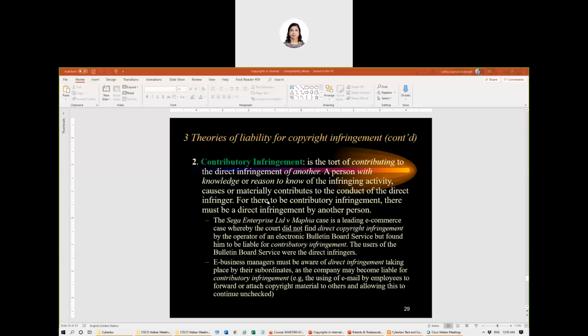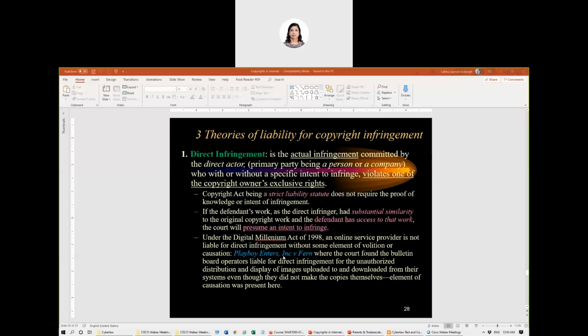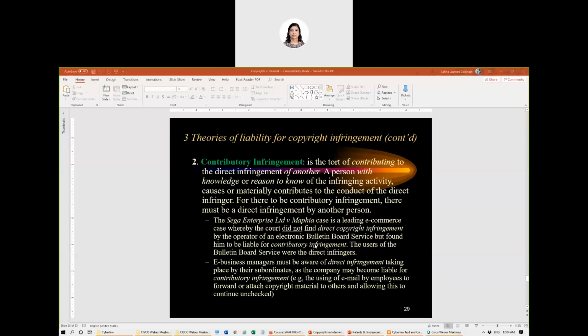Okay, so if you look at the Sega Enterprise Limited versus Mafia case, it's a leading e-commerce case where the court did not find direct copyright infringement by the operator of the electronic bulletin board service, but found him to be liable for contributory infringement. So quite interesting, isn't it? In Sega Enterprise versus Mafia, they said that the bulletin board service was liable for contributory infringement, but in Playboy Enters Incorporated versus Frena, same thing, bulletin board service, but they found them guilty of direct infringement. So you can see the courts came up with different decisions in both these cases.